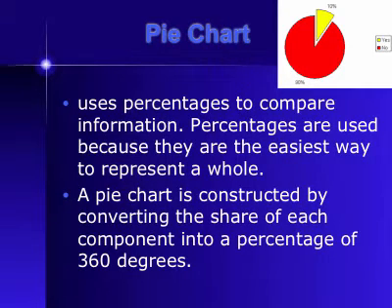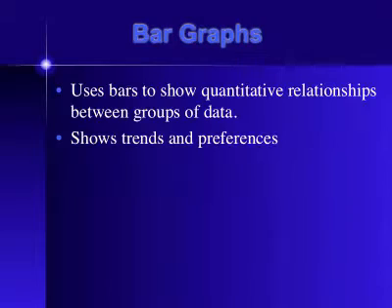All right, pie charts. Pie charts use percentages to compare information. These percentages are used because they're the easiest way to represent parts of a whole. You construct a pie chart by converting the share of each component into a percentage of 360 degrees.